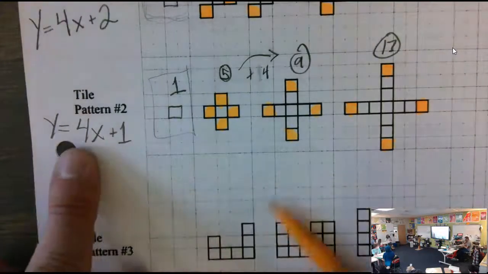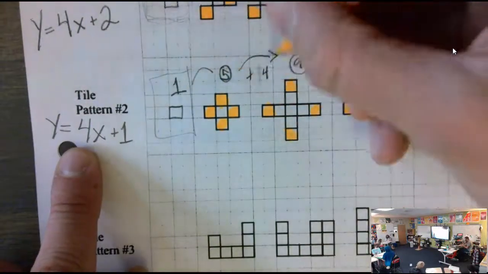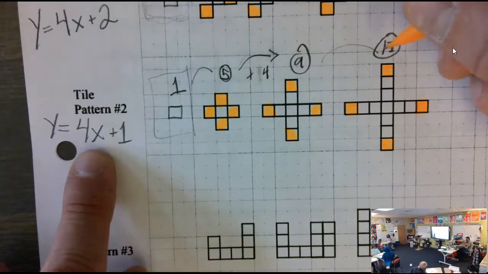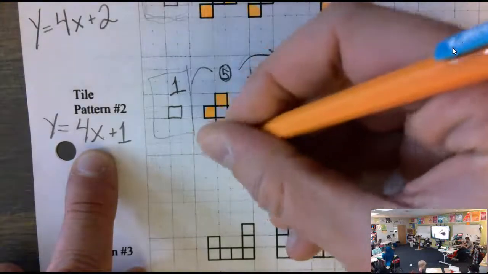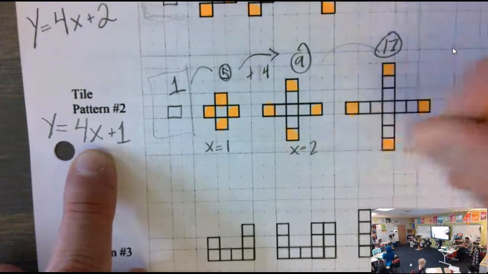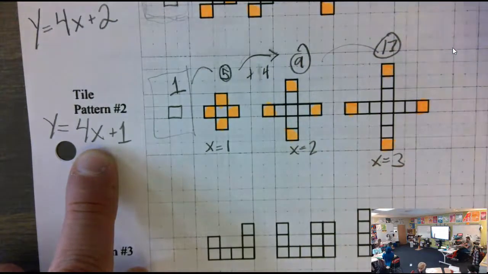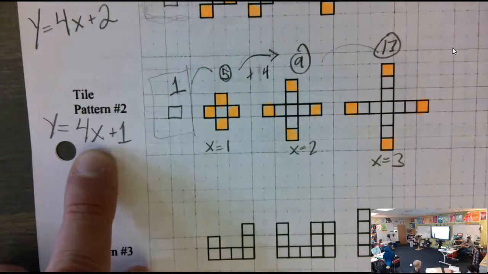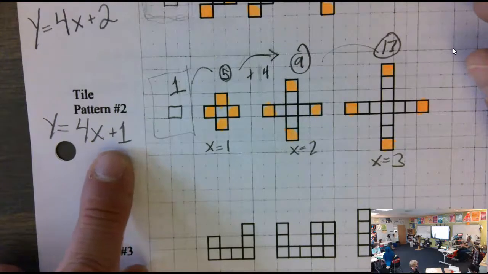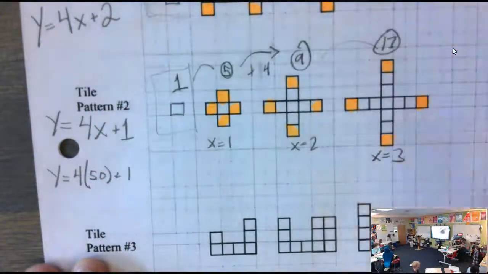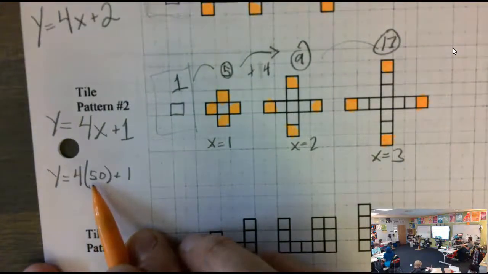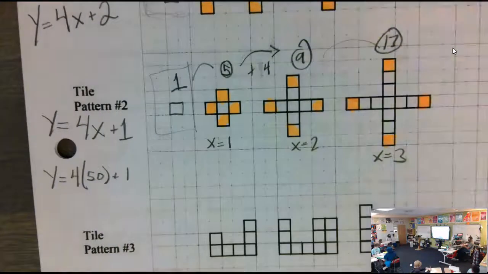This is the growth that happens as many times as we move forward. X is taking the place of the figure number. So here, x equals 1, x equals 2, x equals 3. So when we get to situations like them saying, predict how many tiles will be in the 50th, this is now much less hard than previous, because we can just say 4 times 50 for the 50th pattern. What's 4 times 50? 200 plus 1, and we would get 201.